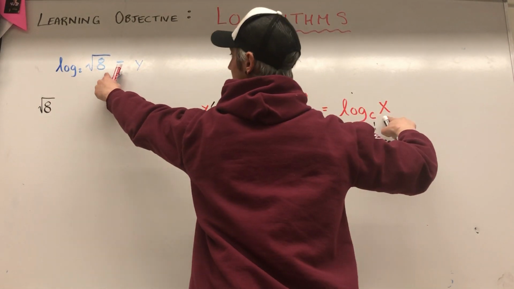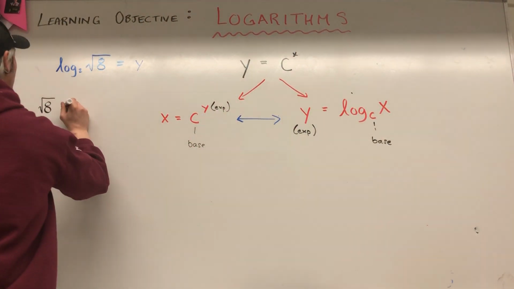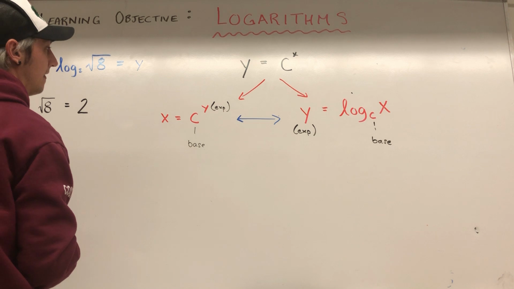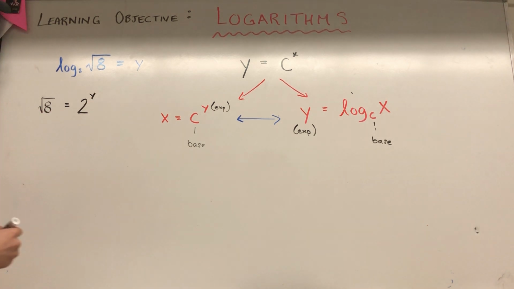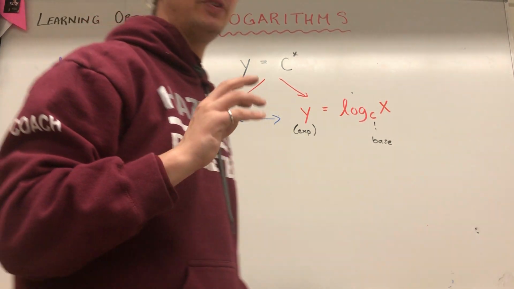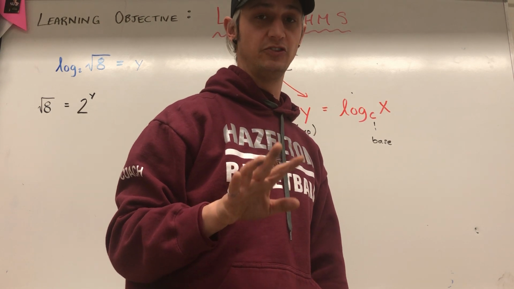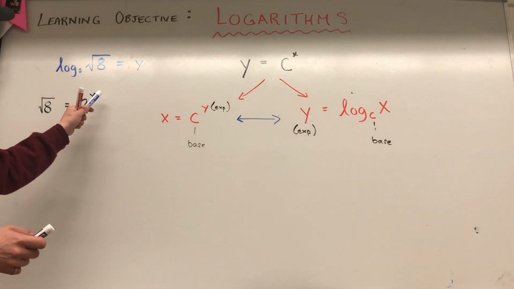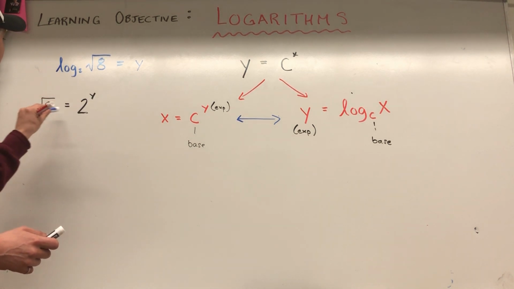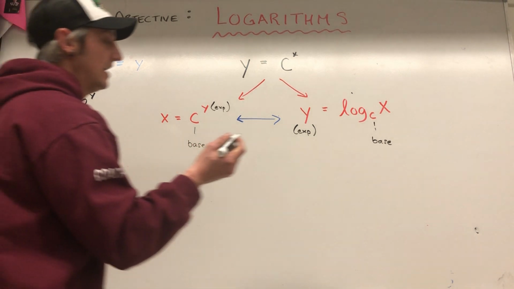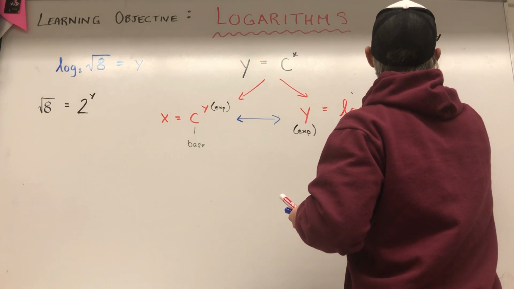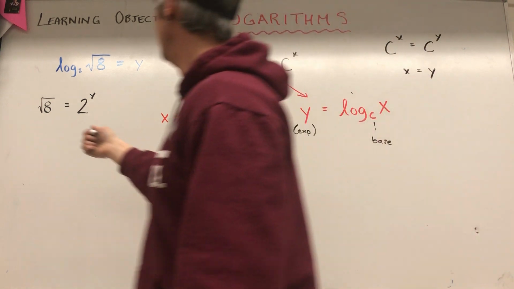So square root of 8, there's my x, is equal to my base, which is 2, so it's equal to 2 to the power of y. Now I'm trying to solve for y. Now this is kind of where we have to remember what we did in exponents when we were solving exponential equations. So I have 2 to the power of something is equal to square root of 8. How can I solve for y? Well, if I can bring these both to have the same base, I know the exponential rule, if c to the x equals c to the y, then x is equal to y. Okay, so that's what I'm going to do here.